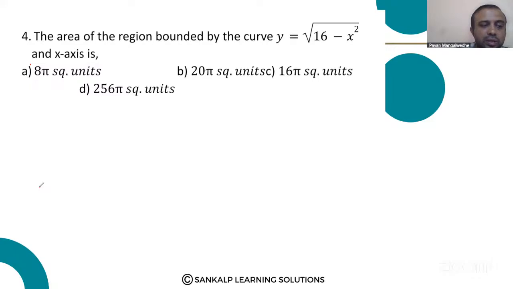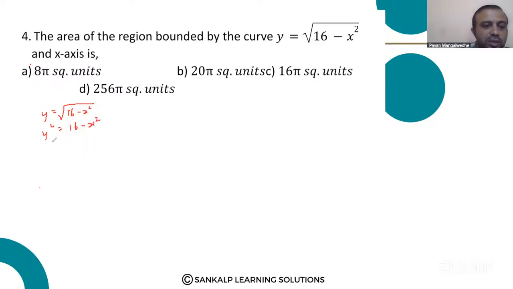So try to calculate this first in 10 seconds. So this can be solved by, so already it is given that y is equal to the square root of 16 minus x square. So y square it, it will become 16 minus x square. It is just like squaring on both sides.